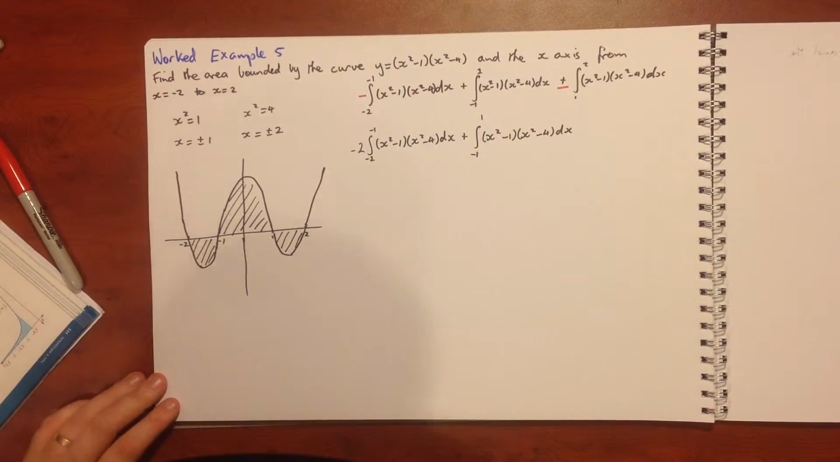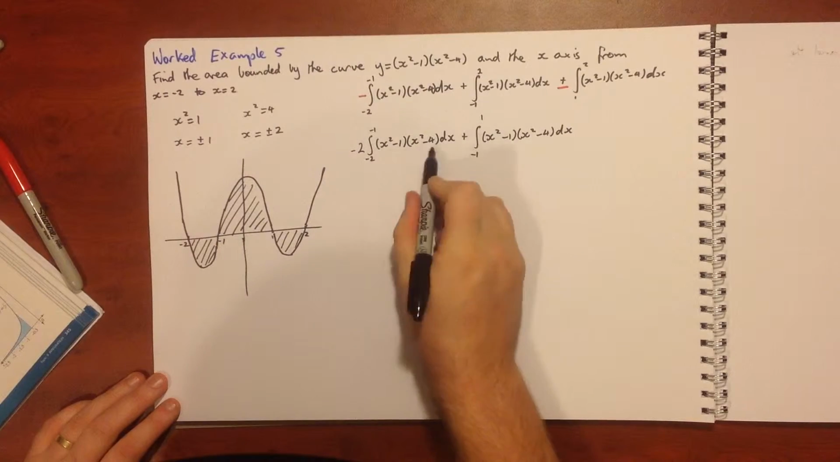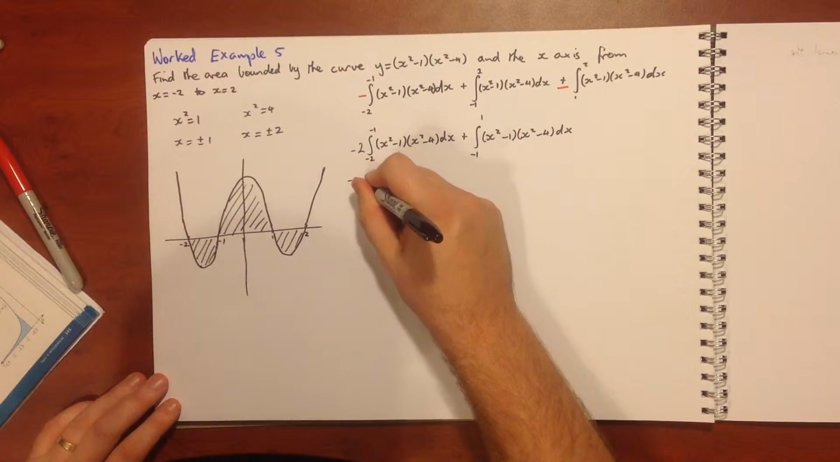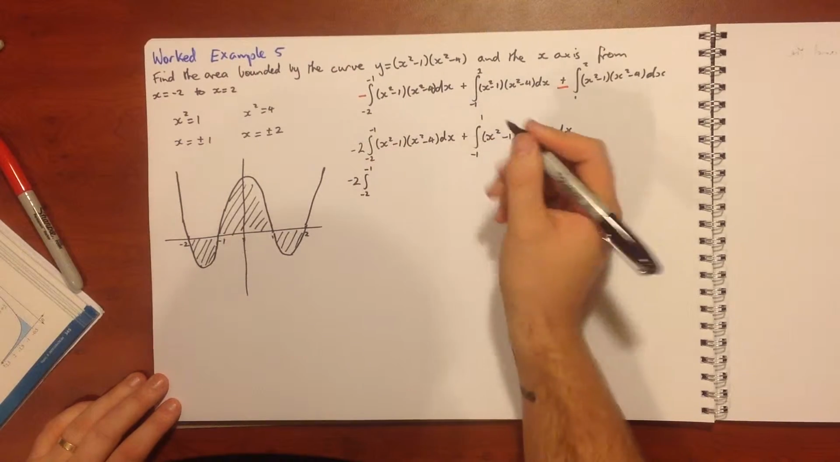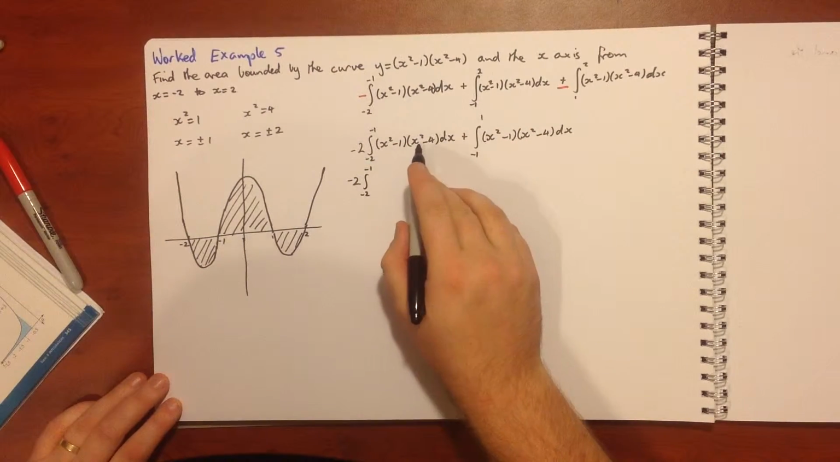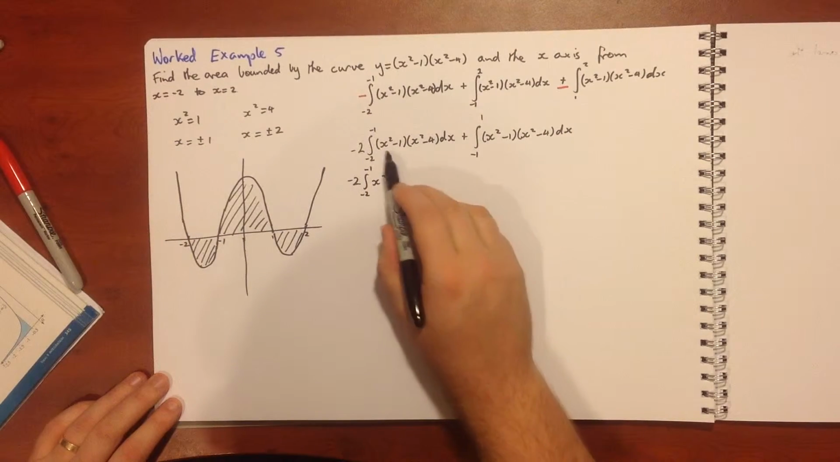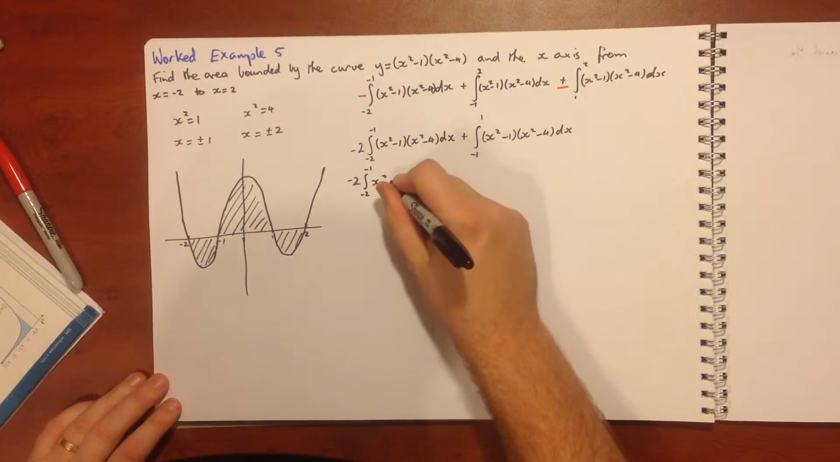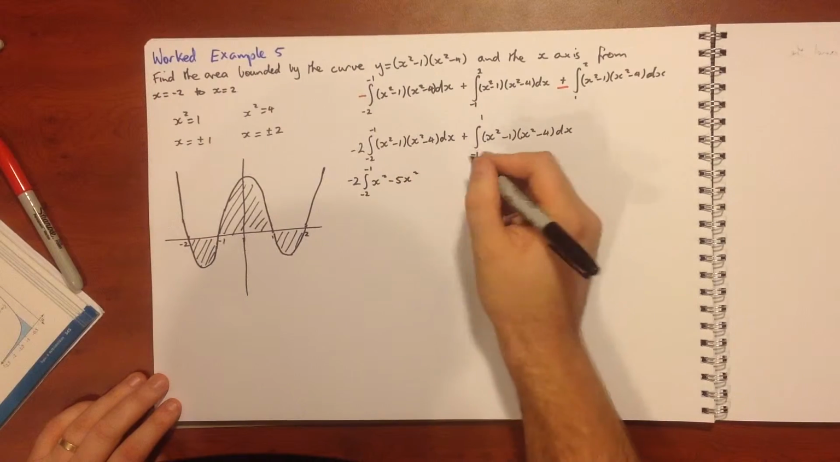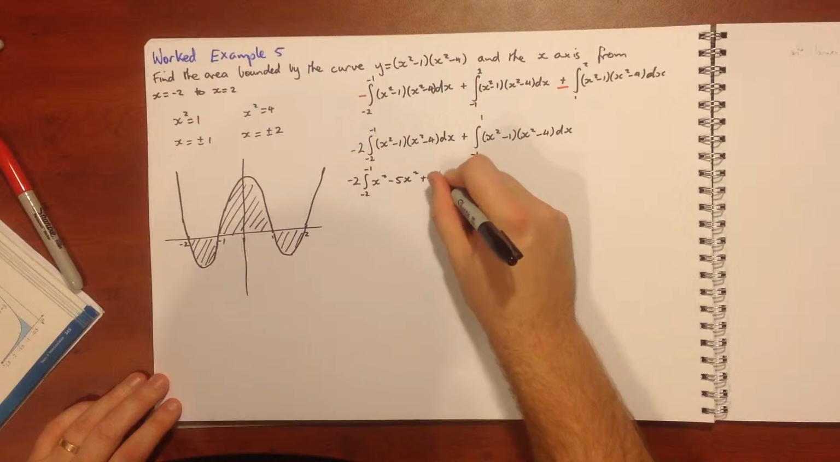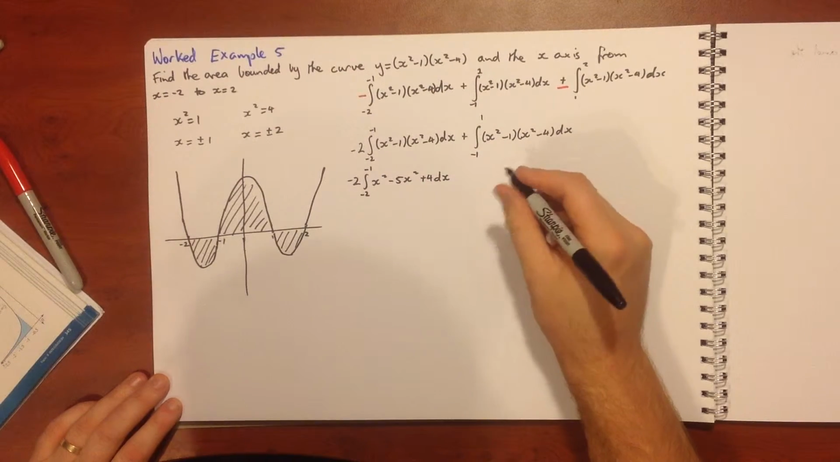So what we're going to need to do is actually expand out our bracket, because we can't integrate it easily like this. So we're going to go -2 times our integral from -2 to -1 of, well, we're going to have x to the 4. We're going to have -4x squared and -1x squared, so it'll be -5x squared. It'll be -1 times -4, which is +4 dx.